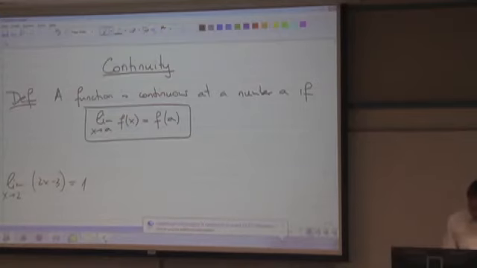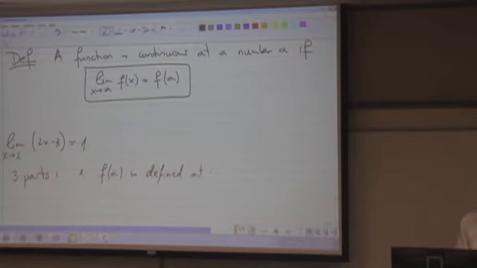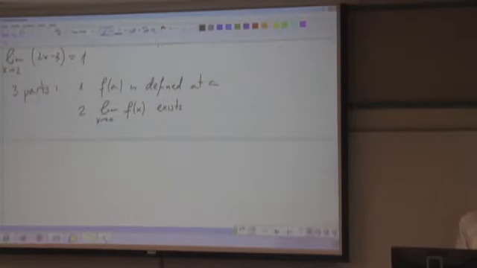Well, keep in mind, 3 parts. Number 1, f of a is defined at a. Number 2, the limit as x goes to a of f of x exists. And number 3, the limit as x goes to a of f of x is in fact equal to f of a.